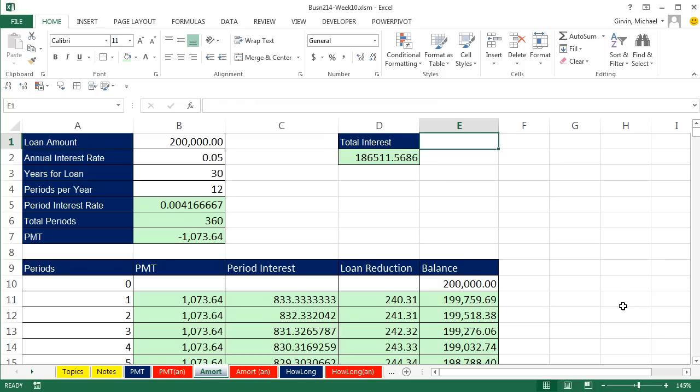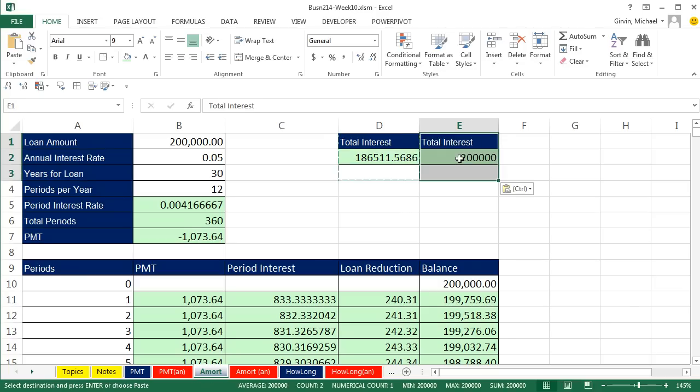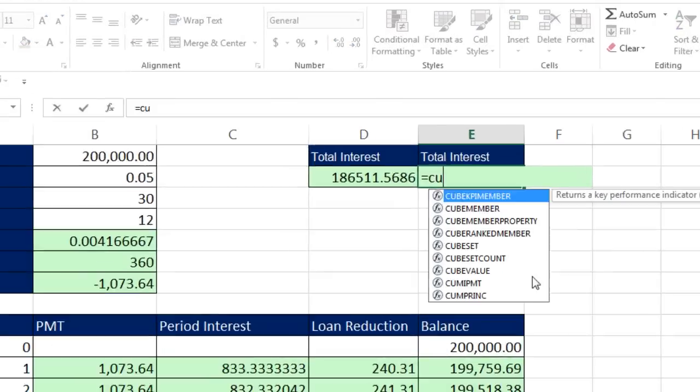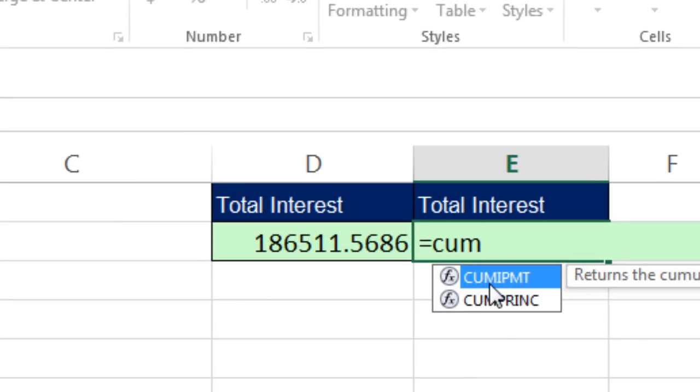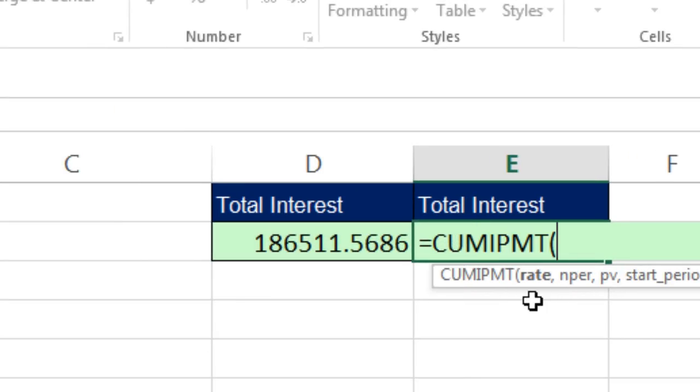And I want to show you another option too. There's a function called CUMIPMT, which would be the cumulative payment interest. So let's see if we can copy this. Control C, Control V, and I'm going to try a different function, equals CUMIPMT, which is CUM for cumulative, I for interest, and PMT for payment.